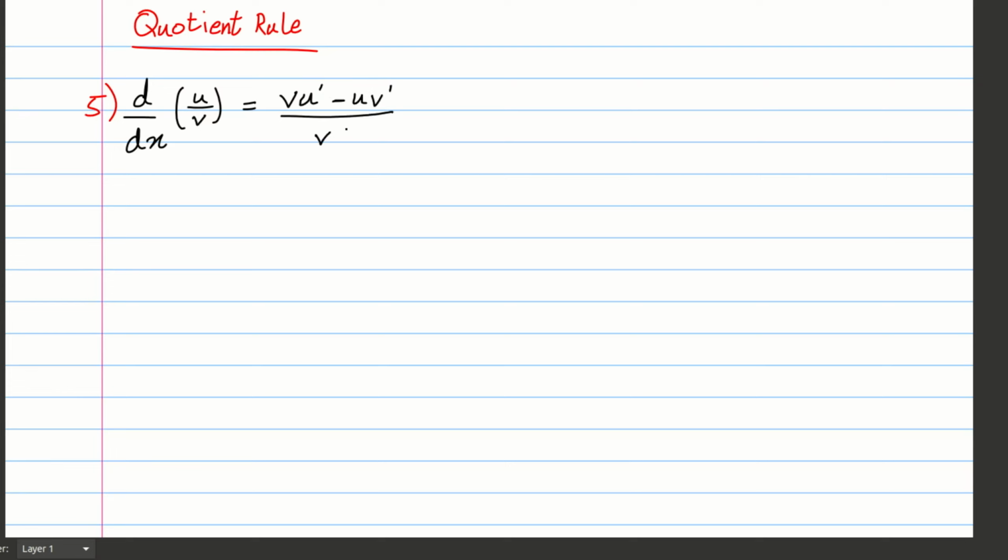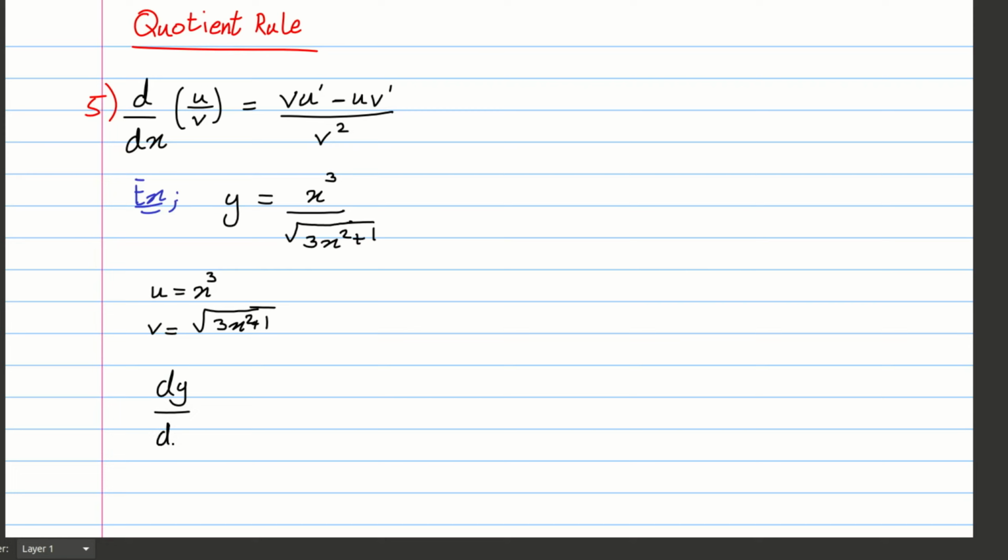So we'll do an example using this quotient rule. Now let's suppose our y is equal to x cubed by under root 3x square plus 1. In this case, our u is equal to x cubed and our v is equal to under root 3x square plus 1. Now we need to find the differentiation of y.